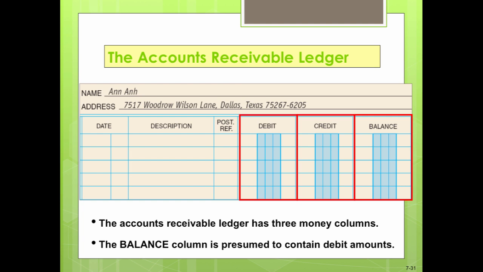A subsidiary ledger has three money columns because a business doesn't want to wait until the end of the month to find out which customers still owe them money. Anytime a customer's account is affected, the subsidiary ledger must be updated that same day. The same day.